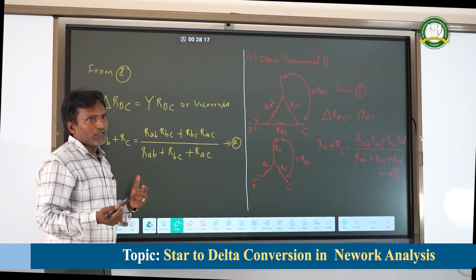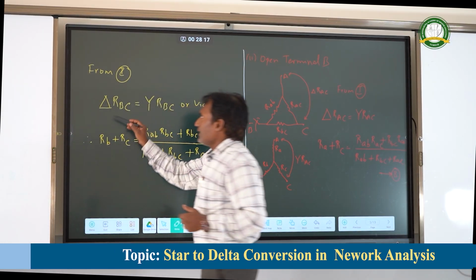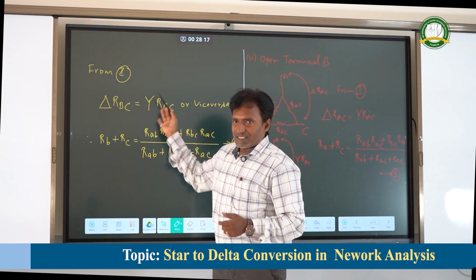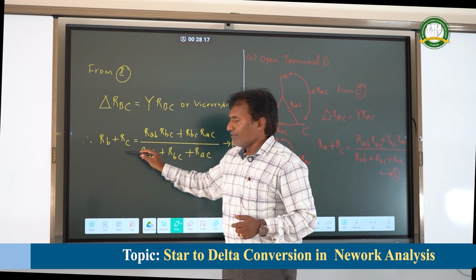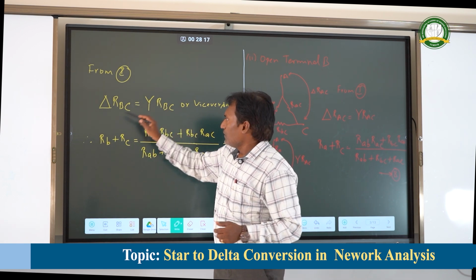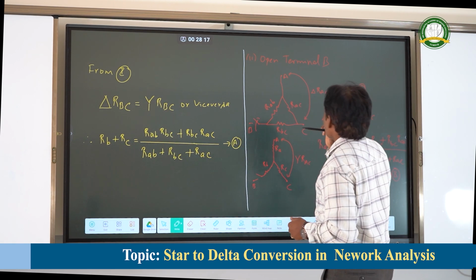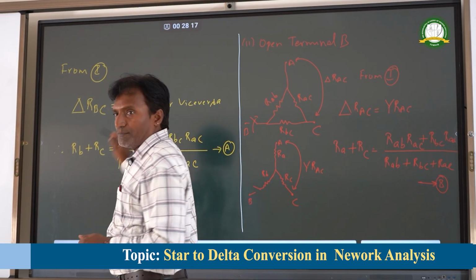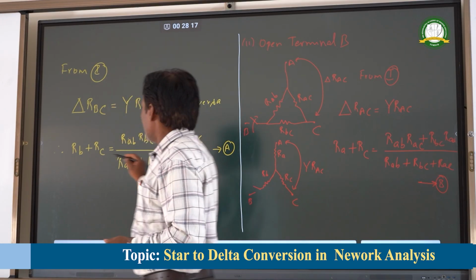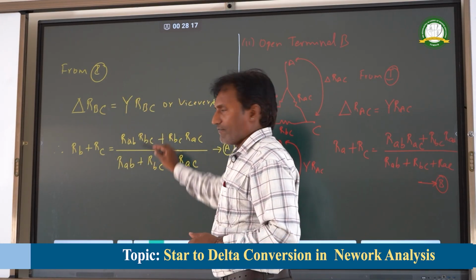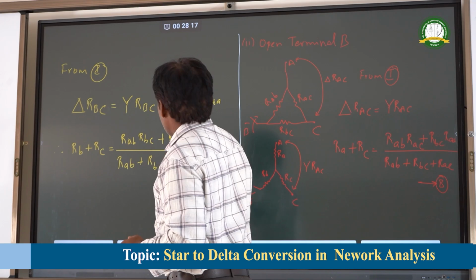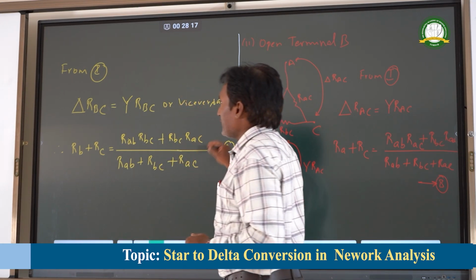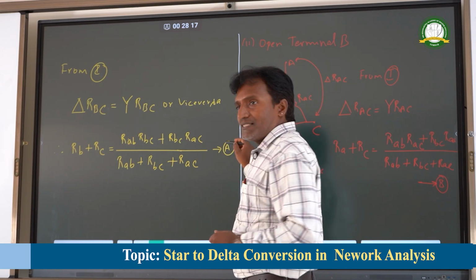So equation Roman number 1 tells that delta RBC is equal to star RBC, or we can say vice versa. I take the star RBC first here. So star RBC is equal to delta RBC. We know that star RBC is nothing but RB plus RC, and delta RBC is the given equation here. I call this equation A. This is done by opening terminal A.